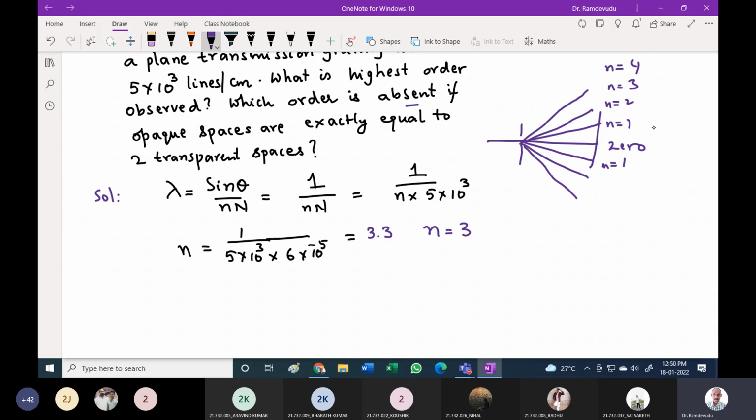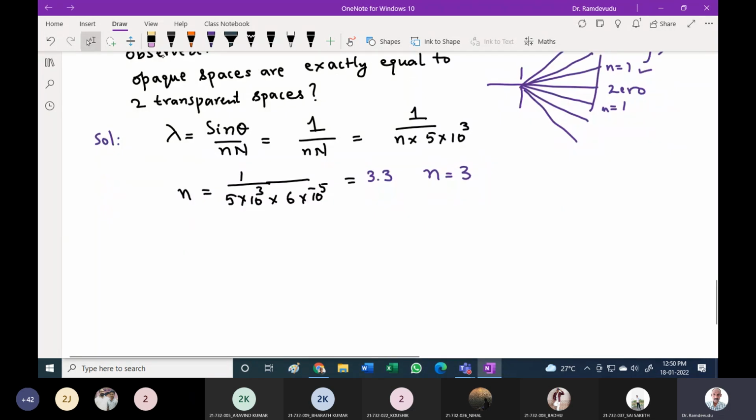But he's asking, can I see all these orders or is there any missing order which is absent? That means the first order is present, the second order will not be there, but higher orders like the third order will be there. The fourth order may or may not be there. Those are called absent spectra. So you should first understand what absent spectra is, and absent spectra is also called missing spectra.